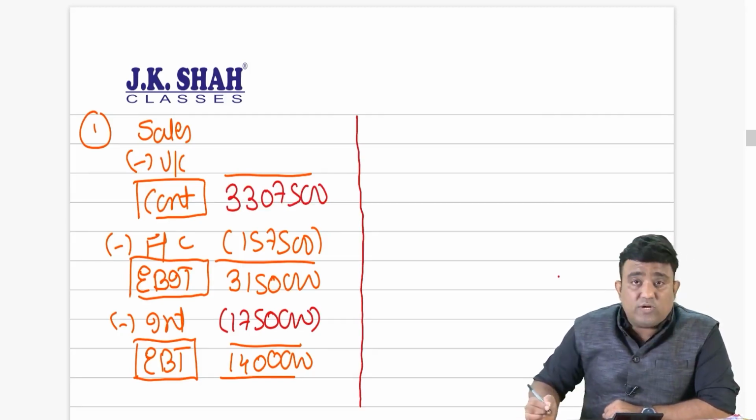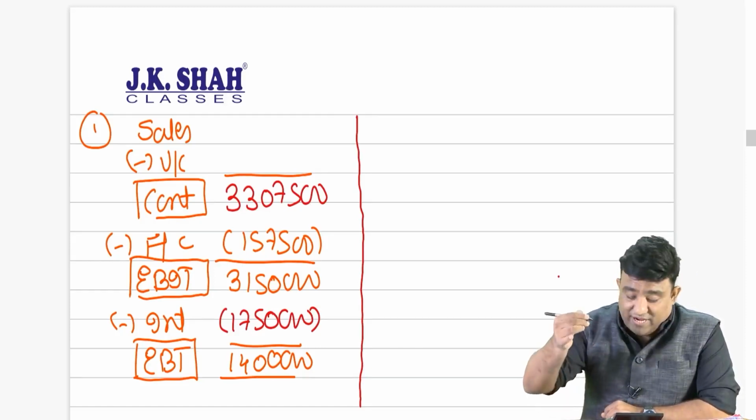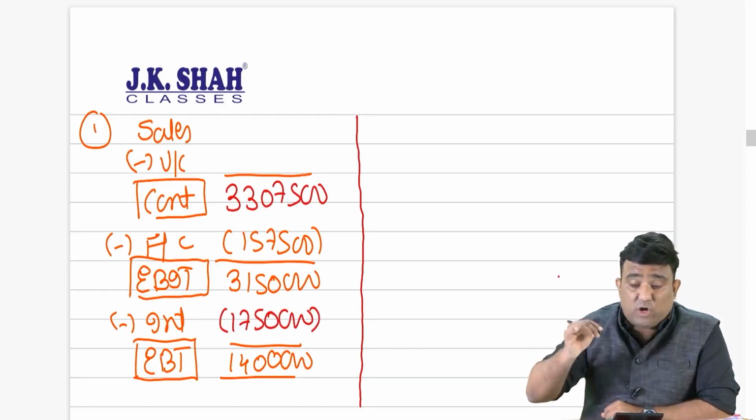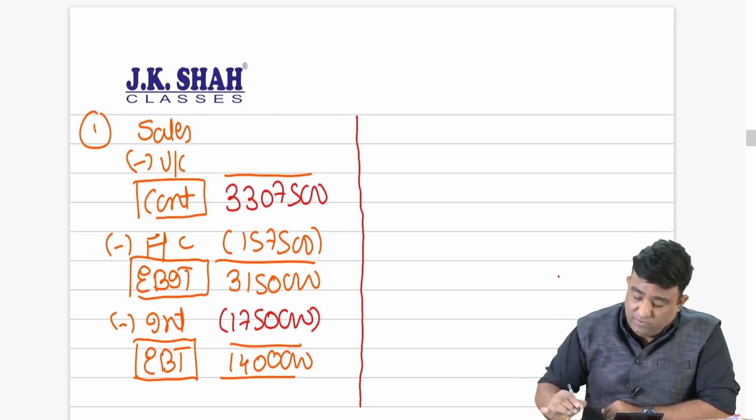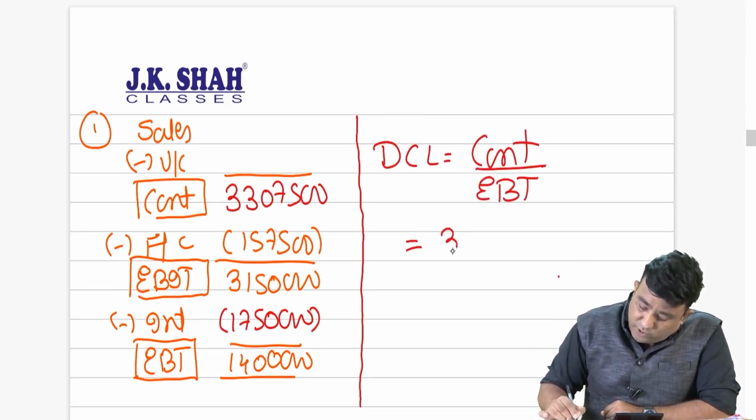Now, honestly speaking, students, the table I have taken is only for your comfort level. In your exam, you can or you cannot prepare the table, provided you are comfortable that EBIT plus fixed cost will give you direct contribution. So I can calculate DCL now. What is DCL? Contribution upon EBT. What is contribution?